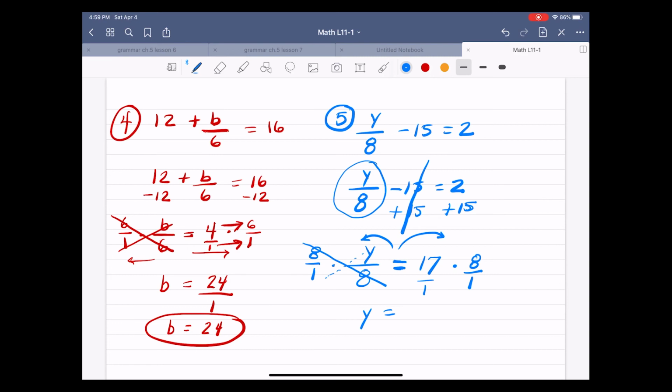I can put 17 over 1 to turn it into a fraction. I can look for ways to do any cross-reducing, and there aren't any ways. So I can simply multiply 17 times 8, which is, we've got to do this real quick.